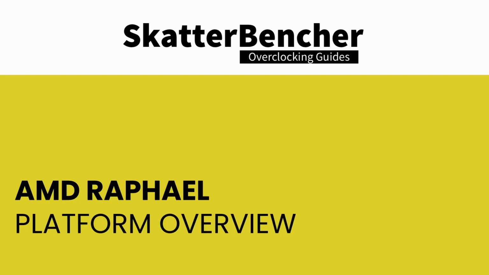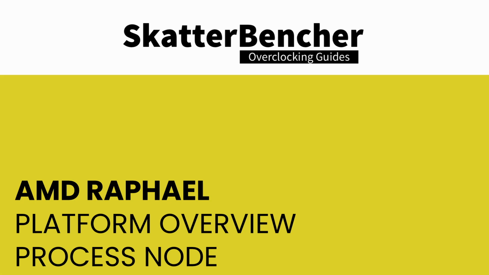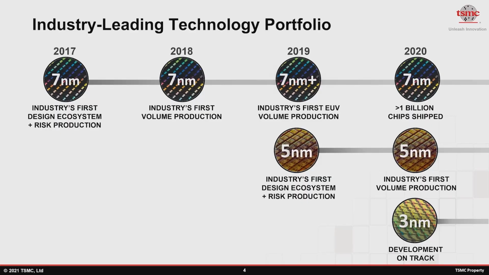AMD Raphael is the codename for the desktop CPUs that are part of AMD's Ryzen 7000 product lineup. They feature the Zen 4 microarchitecture and the brand new AM5 socket. It is the successor to the Zen 3 Vermeer desktop CPUs. Zen 4 is AMD's first chip produced with a modified version of TSMC's 5nm production process. TSMC's N5 node is their second generation lithography with EUV technology.